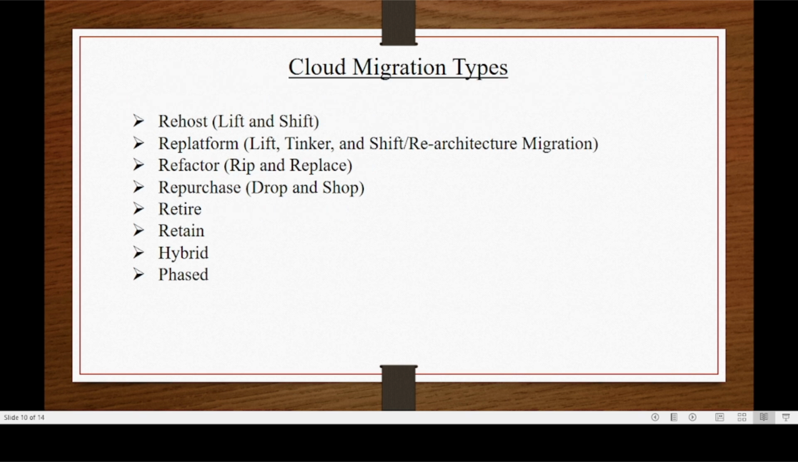Now let's see about cloud migration types. There are 8 different types of cloud migrations. They are rehost, replatform, refactor, repurchase, retire, retain, hybrid, and phased. Let's discuss some of the cloud migration types.